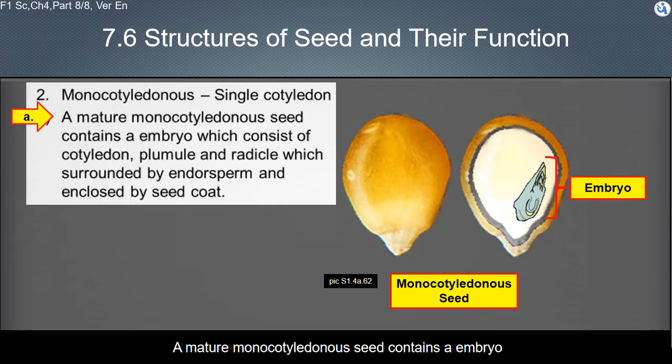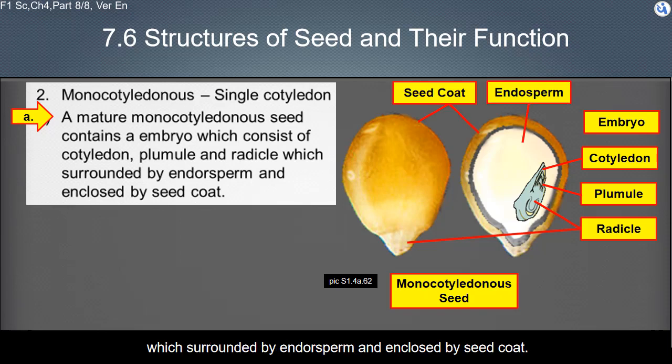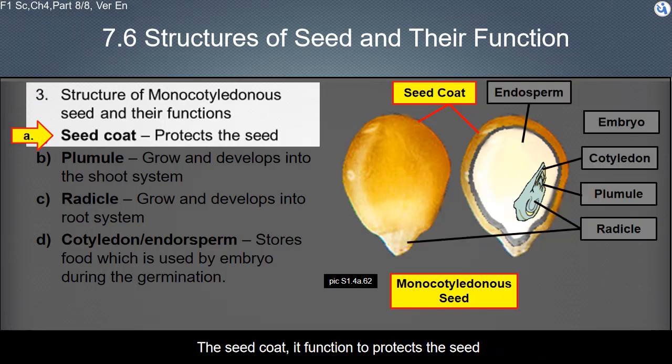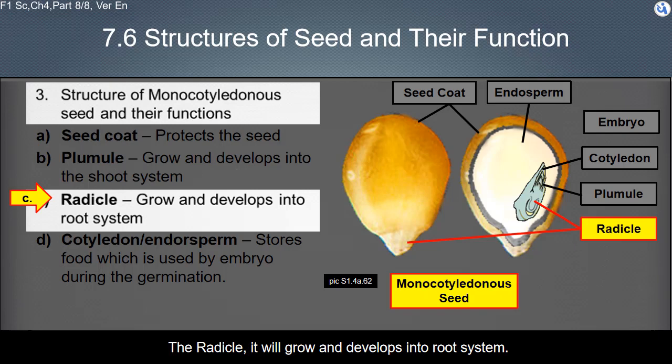A mature monocotyledonous seed contains an embryo, which consists of cotyledon, plumule, and radicle, surrounded by endosperm and enclosed by the seed coat. The following are the structures of the monocotyledonous seed and their functions. The seed coat functions to protect the seed. The plumule will grow and develop into the shoot system. The radicle will grow and develop into the root system.